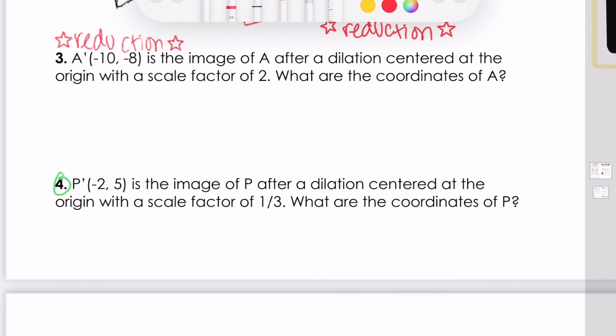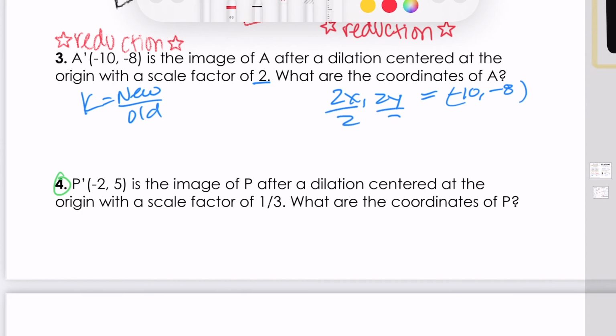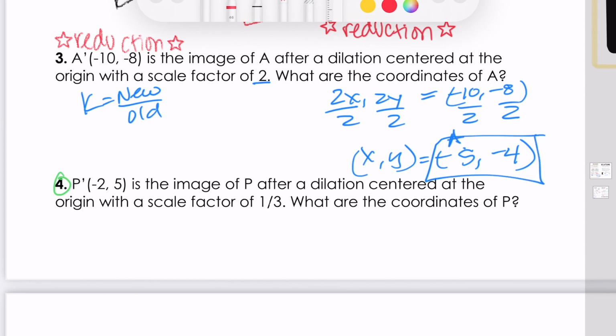All right, so all you are doing is using your new over old again, or you can use your algebraic expression. I'm going to go with the algebraic expression one first, where it's going to be (2x, 2y), since it's a scale factor of 2. We know that it's going to end up equaling A prime, which is (-10, -8). So in order to solve, we're going to do the opposite and divide each of these by 2, which gets us (x, y) equals (-5, -4). And this right here is A.